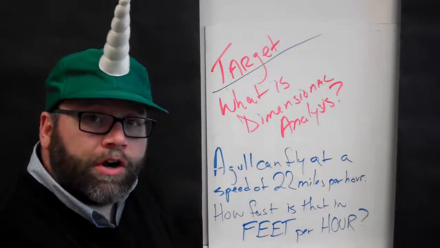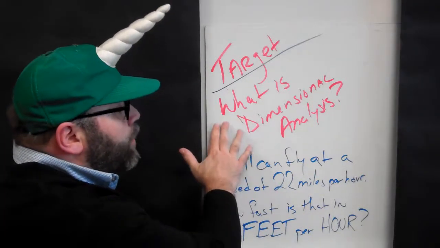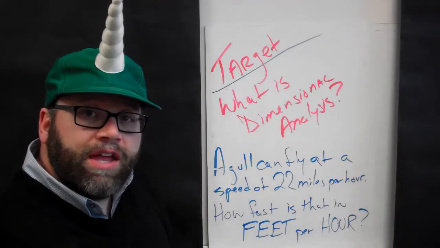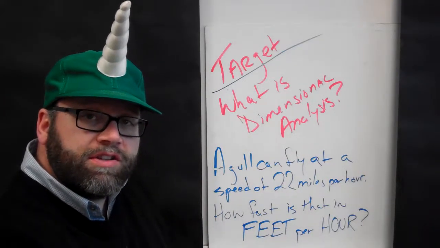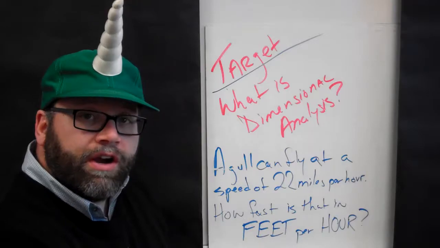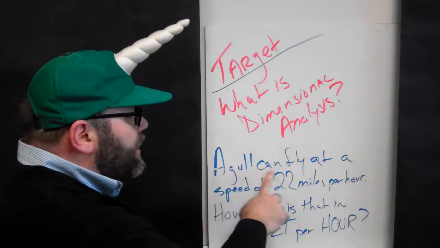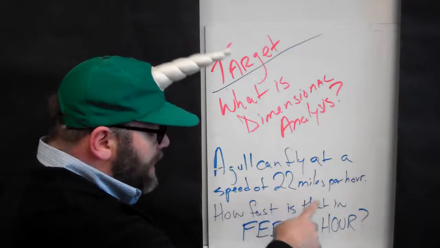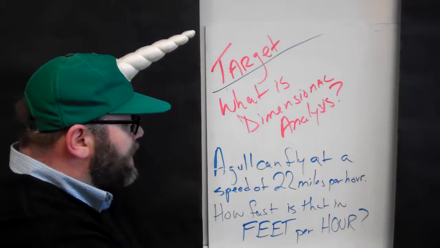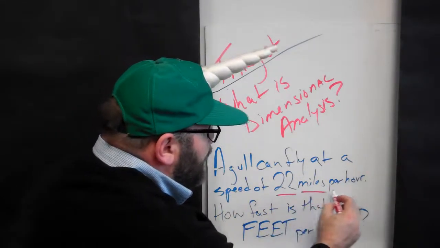So let's see if we hit our target. Can you define what dimensional analysis is? If you can't, go back to about 30 seconds into this video. You'll see the definition there. Write it in your own words and you'll own it forever. And can you solve? A gull can fly at a speed of 22 miles per hour. How fast is that in feet per hour?